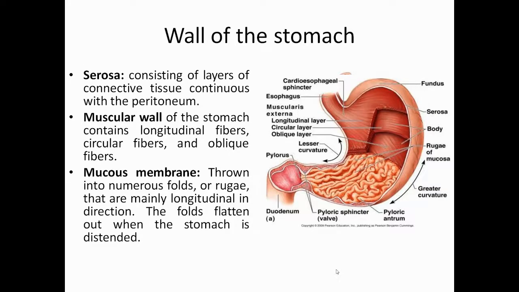Now we'll see the walls of the stomach, where serosa consists of a layer of connective tissue continuous with the peritoneum. Muscular wall of the stomach contains longitudinal fibers, circular fibers, and oblique fibers. And mucous membrane is thrown into numerous folds called rugae, mainly longitudinal in direction, and these folds flatten out when the stomach is distended.